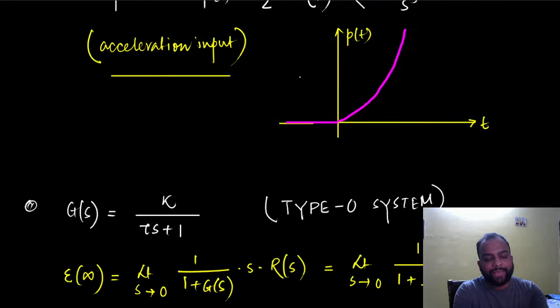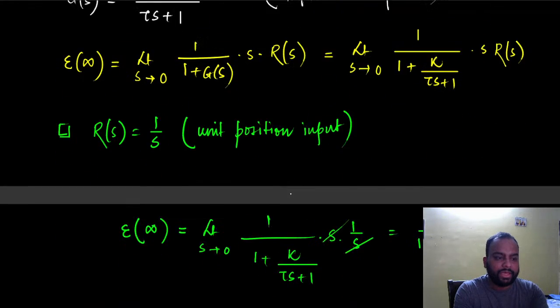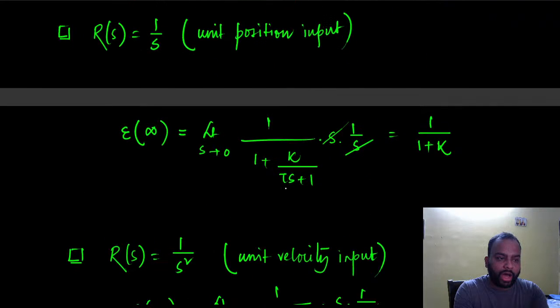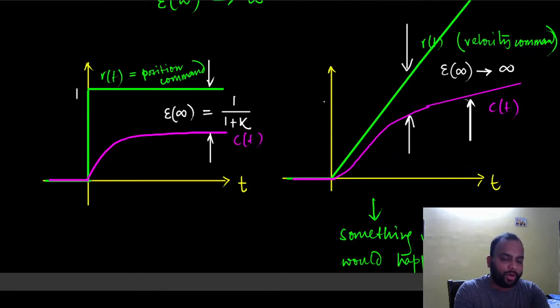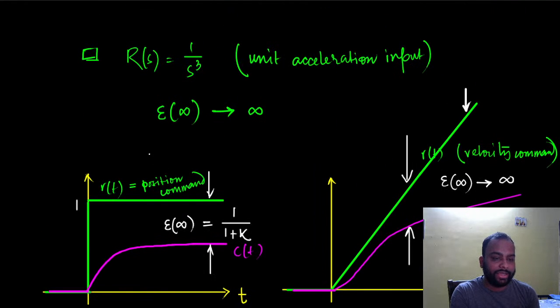Okay. A type 0 system is a system that can follow a position command with some finite error, but cannot follow a velocity command or acceleration command at all. Yes, someone has already got it right. If I have a system that has 0 velocity error, it indicates that it will have 0 position error.